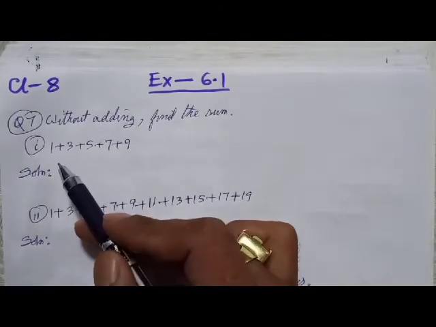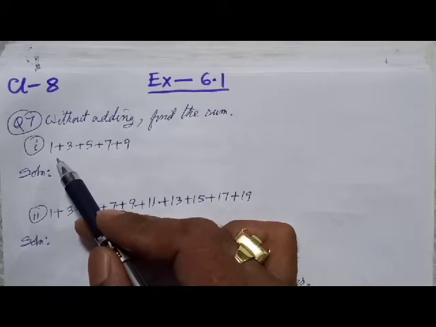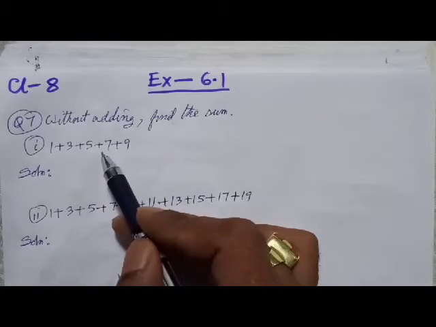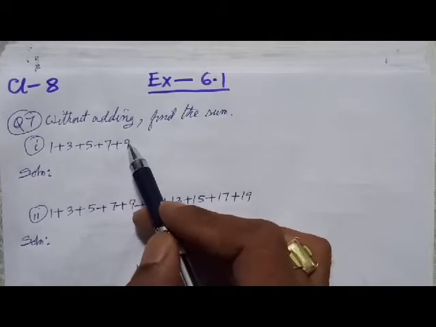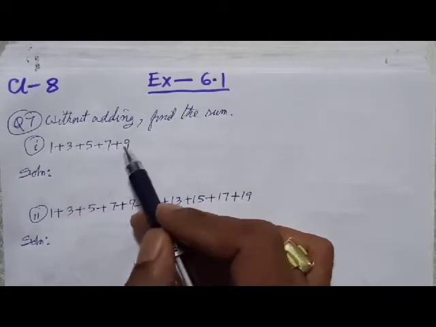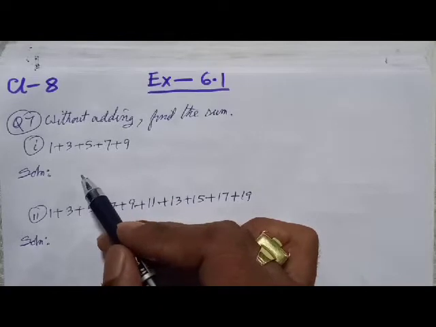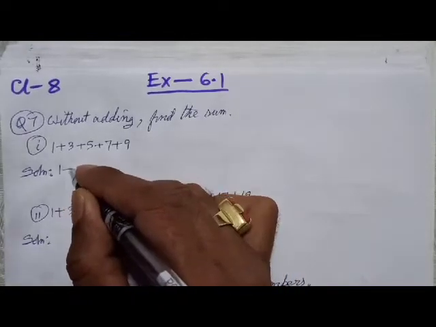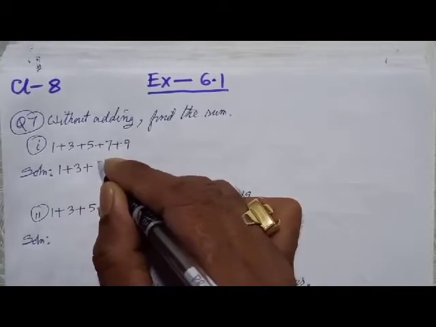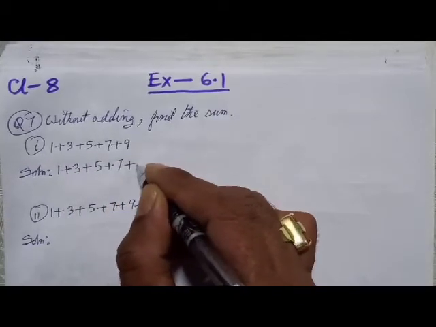Here the question says that without adding the numbers, this is a plus sign, this is a plus sign, this is a plus sign, this is a plus sign. Without adding these numbers, we have to find out the sum. So now the solution: 1 plus 3 plus 5 plus 7 plus 9.